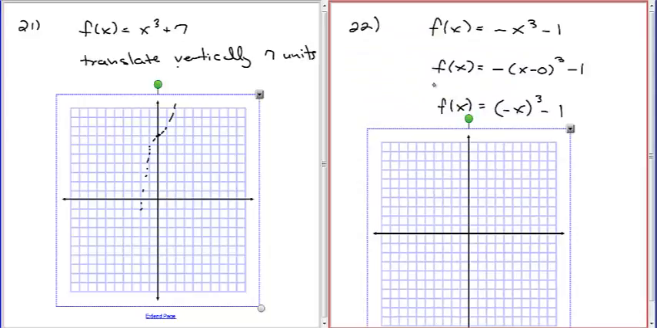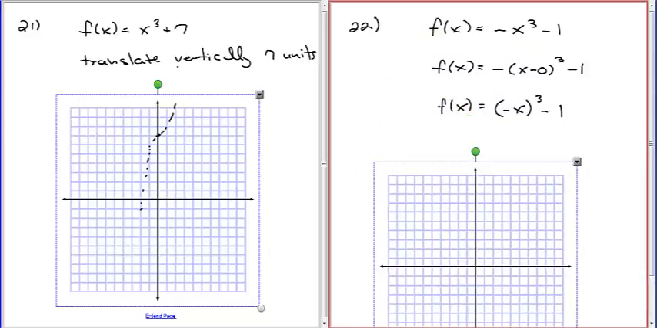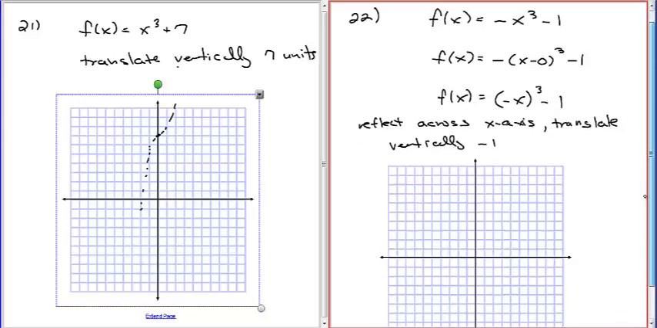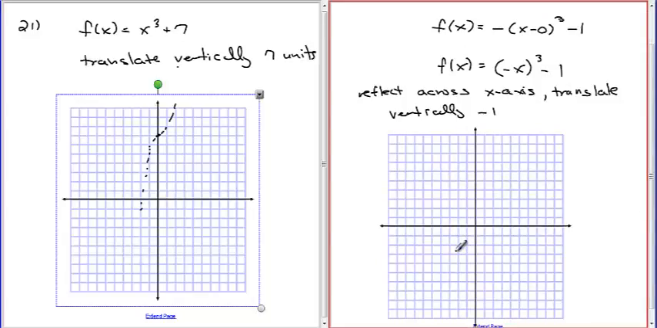So let's write out what we're supposed to do here. So we're going to reflect across x-axis, translate vertically -1. So translate vertically -1, which means go down 1. So what we can do is we'll do the actual reflection first, and then we'll do the translation.